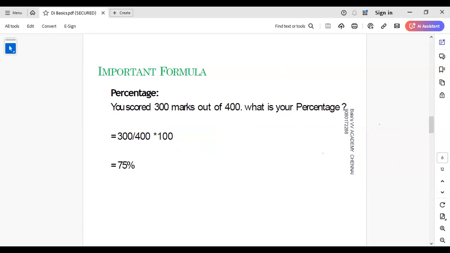Whenever you want to find out a percentage, the denominator should be the total. The numerator should be what we scored. Is it clear, everybody? What we need to put in the denominator, what we need to put in the numerator? The denominator is always the total. Numerator is what we scored. Clear?